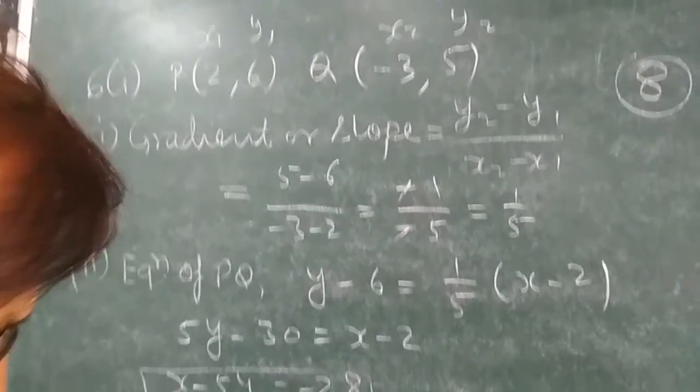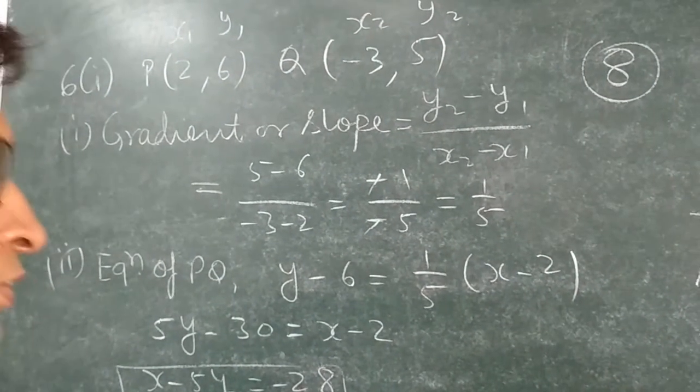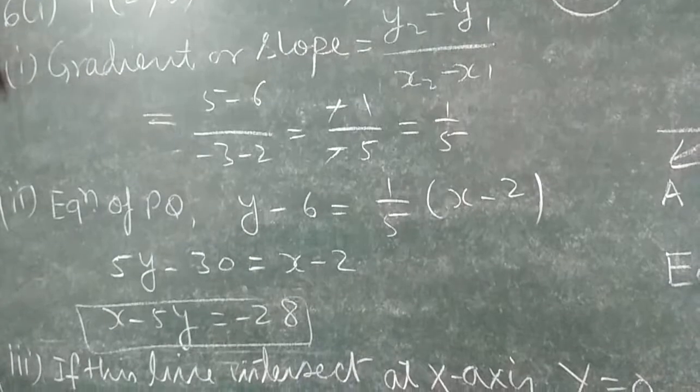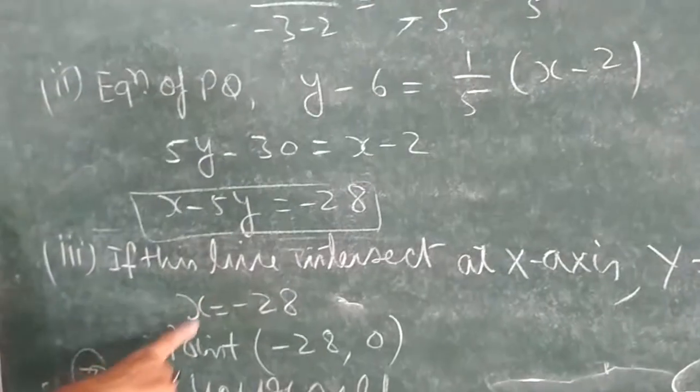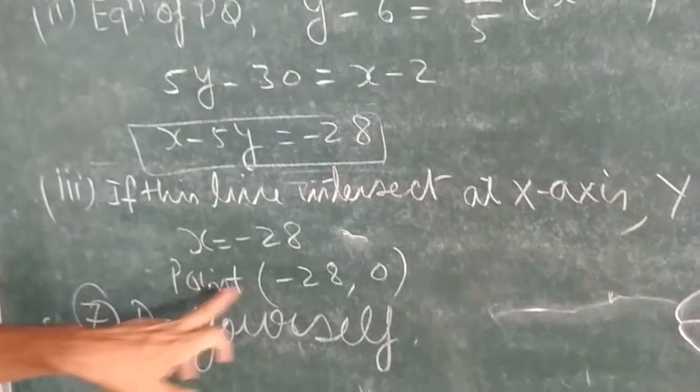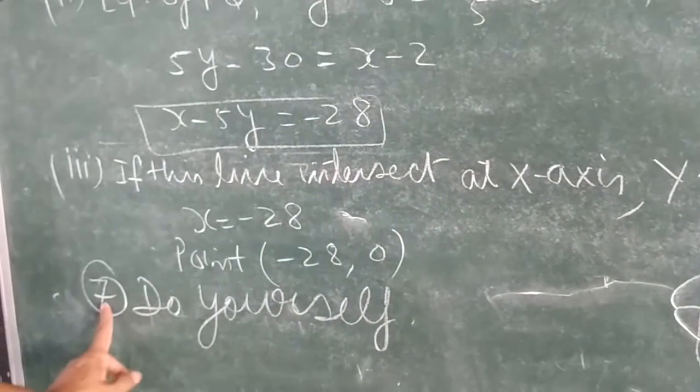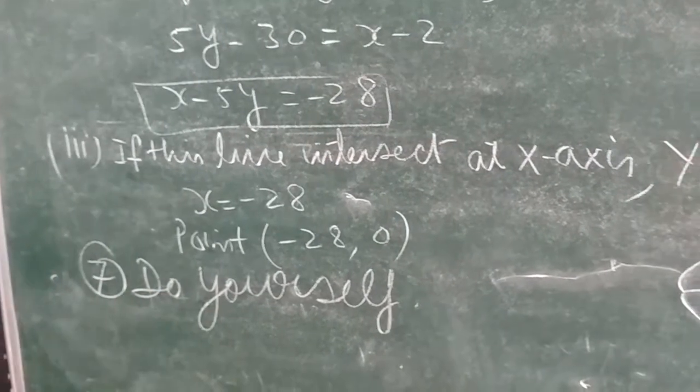If this line intersects the x-axis, then at that point y equal to 0. Now putting y equal to 0 in this equation, we get x equal to minus 28. So the point is minus 28, 0. Seventh question, you have to try yourself.